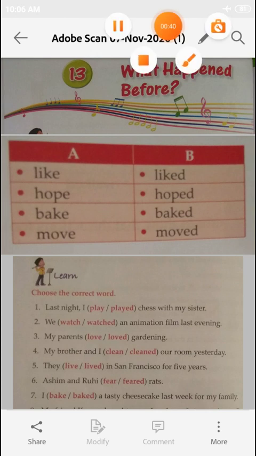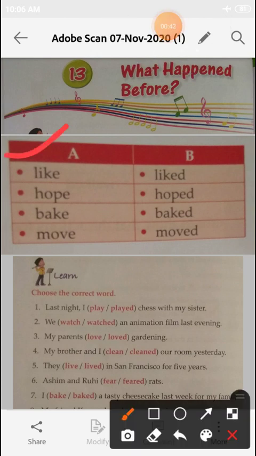Students, look at this table. This table is about verbs. There are some verbs given. Firstly, you should know about a verb. Verbs are also called doing words. A verb is an action word which tells us what a person, animal or thing does.